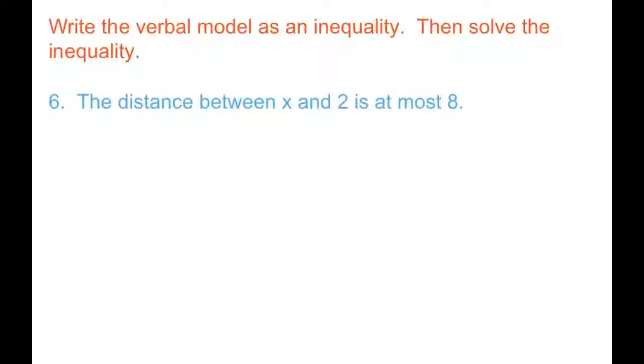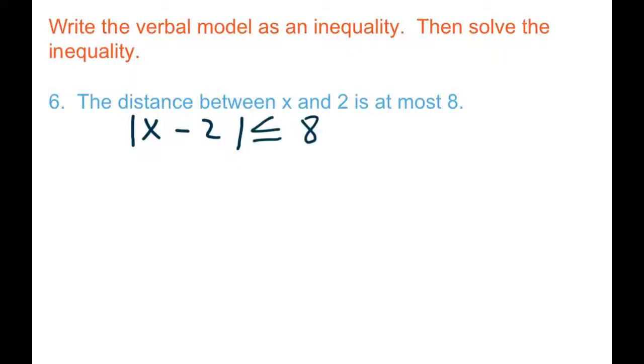Alright, moving on. Write the verbal model as an inequality. Then solve the inequality. The distance between x and 2 is at most 8. Alright, so we know these are absolute value problems. The distance between x and 2 means I'm going to do |x minus 2|. At most. Now, we have to think about what that means. At most could mean 8, or it could be anything less than 8. So less than or equal to 8.